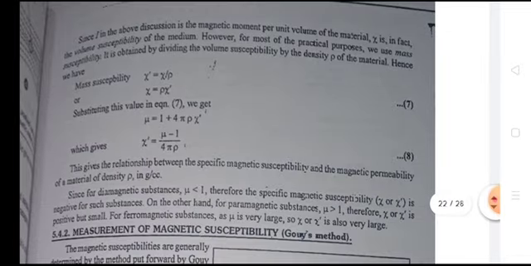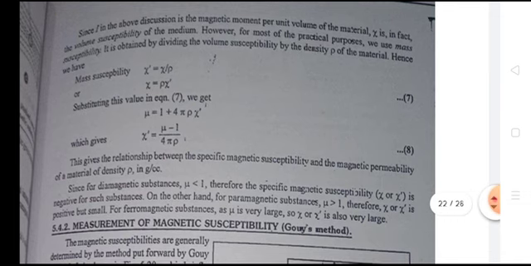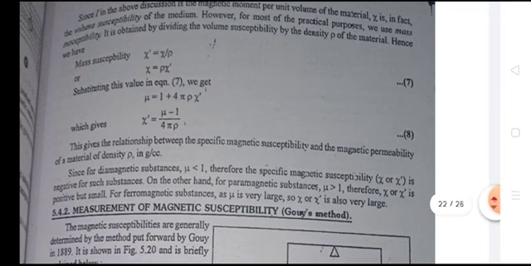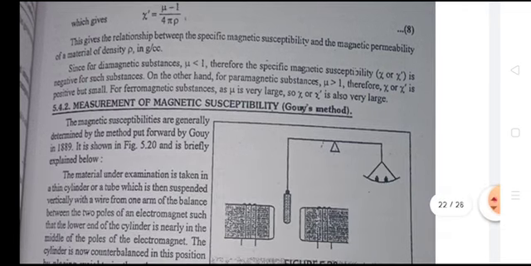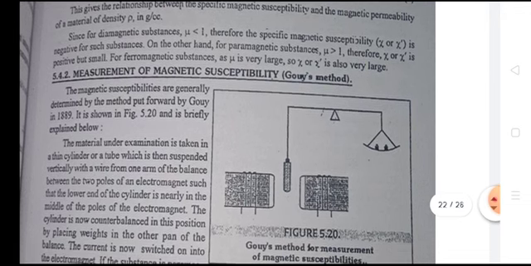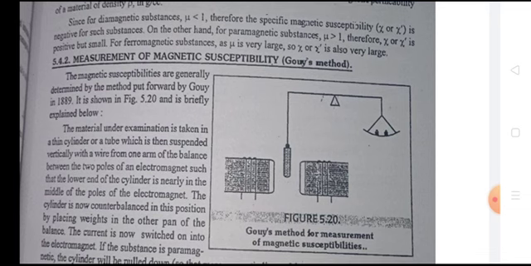Since I in the above discussion is the magnetic moment per unit volume of the material, kappa is in fact the volume susceptibility of a medium. However, for most practical purposes we use mass susceptibility. It is obtained by dividing the volume susceptibility by the density rho of the material. This gives the relationship between the specific magnetic susceptibility and the magnetic permeability of the material of density rho in gram per cc. Since for diamagnetic substances mu is smaller than 1, the specific magnetic susceptibility is negative for such substances.